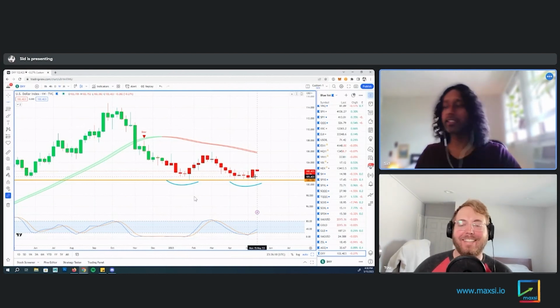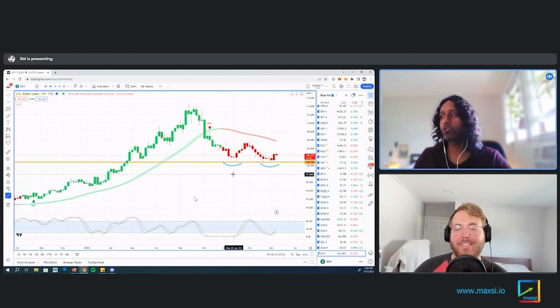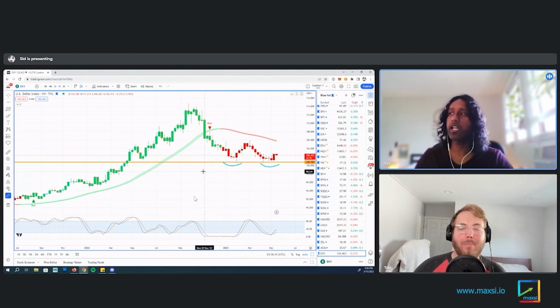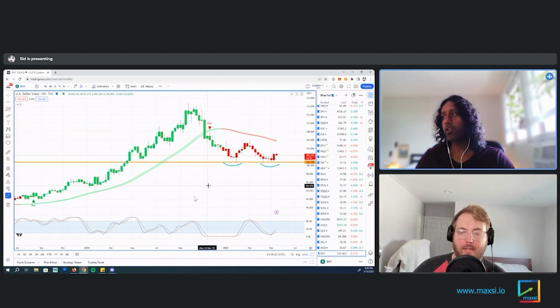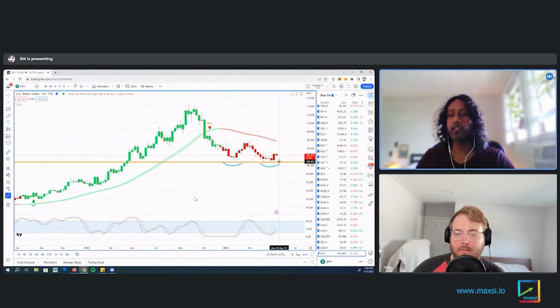But what you can do at first is learn how to mark out support and resistance zones. And all you're doing is basically playing it level to level. That's the easiest way to do it, and that's really what there is to trading.